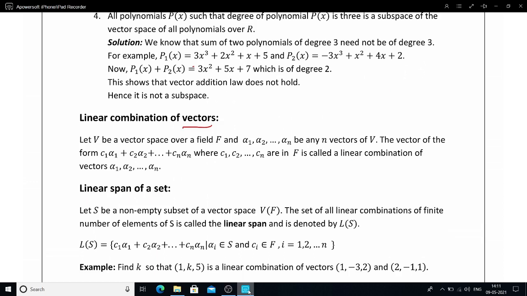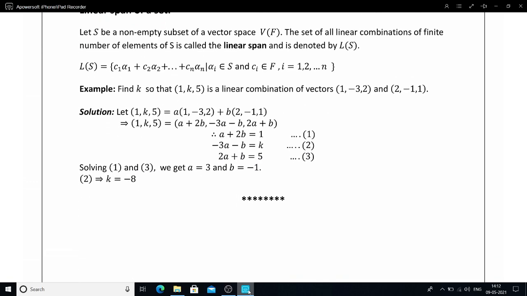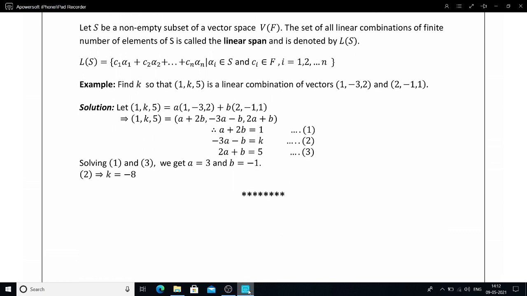Okay, let V be a vector space over a field F. Alpha 1, alpha 2, ..., alpha n are n vectors of V. Then vectors of the form C1 alpha 1 plus C2 alpha 2 plus and so on up to Cn alpha n, where all the C's are scalars, are said to be a linear combination of vectors.